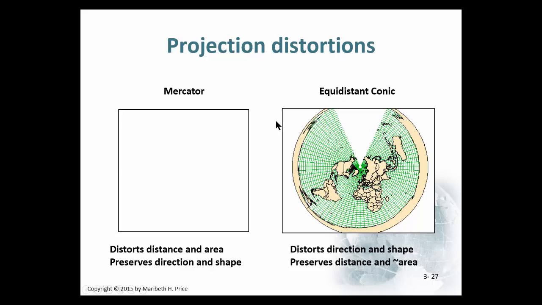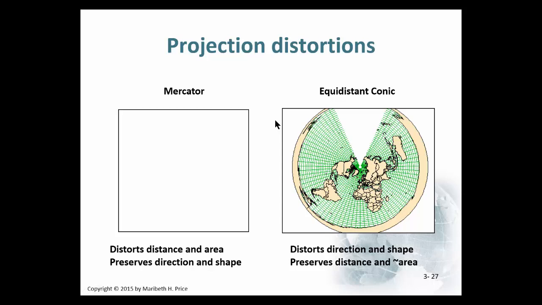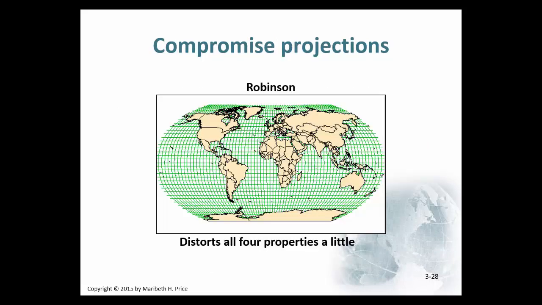On this slide, the Mercator projection preserves direction and shape, but distorts distance and area. The Mercator's not there. Look in your book. The equidistant conic preserves distance and area, but distorts direction and shape. Not sure what happened to that Mercator map, but check it out in your book. It's there. The Robinson projection distorts all four properties, but minimizes the distortion in all of them.